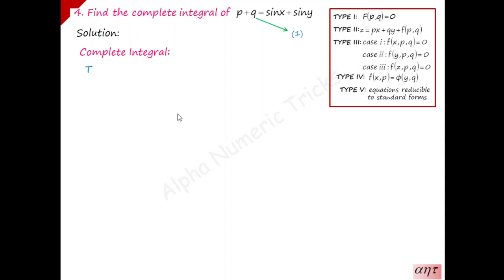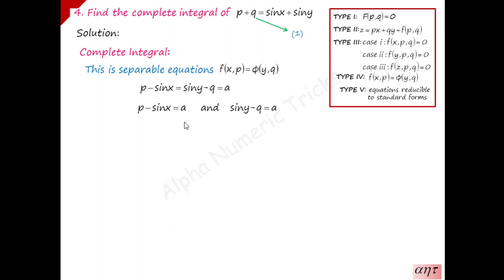Before you write the complete integral, you have to write that this is a separable equation, f of x comma p is equal to phi of y comma q. As usual, you have to separate p terms together and q terms together and equate them to some constant a. So p minus sin x is equal to sin y minus q. Sin x is taken to this side, it becomes minus sin x, and you take q to the other side, so sin y minus q, each of which is equated to some constant a. So p minus sin x is equated to a and sin y minus q is equated to a.